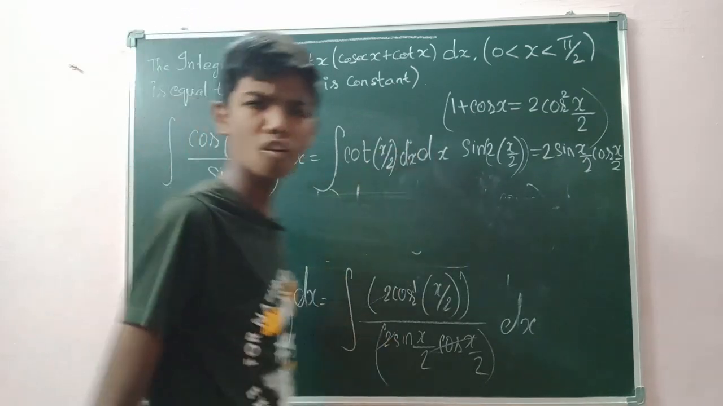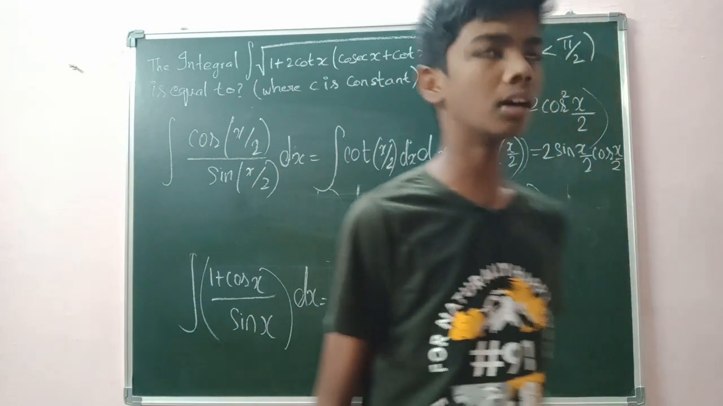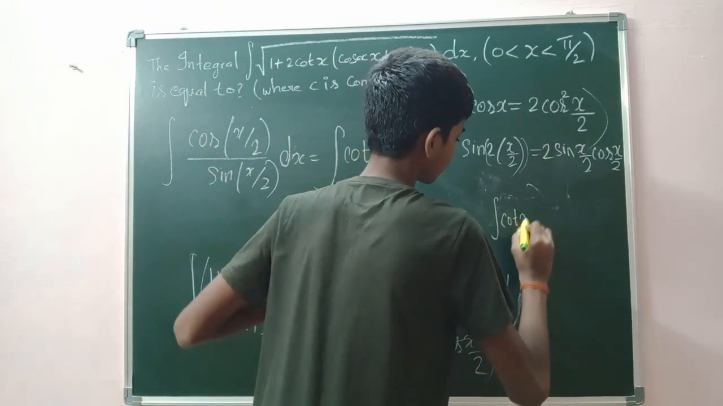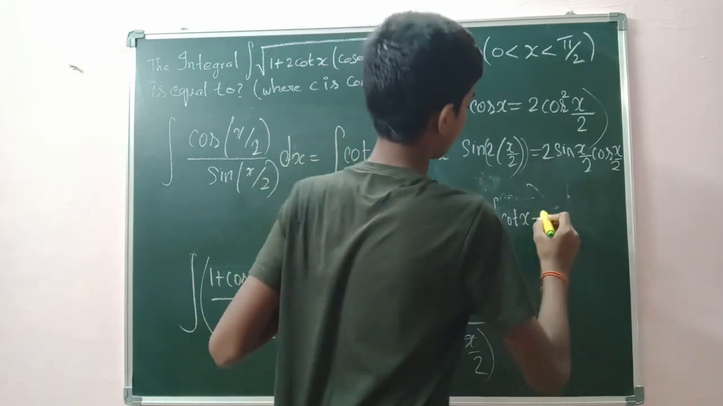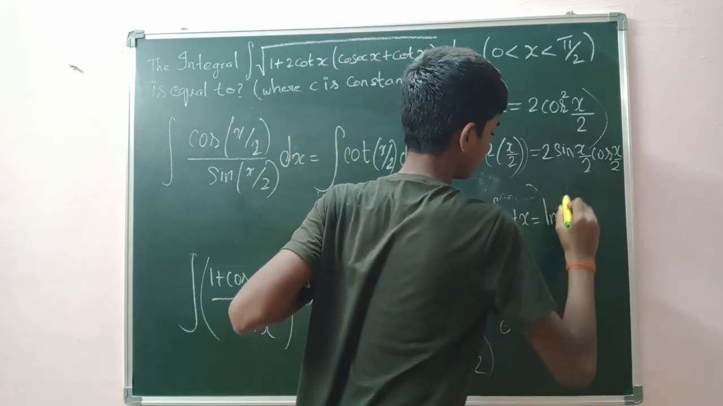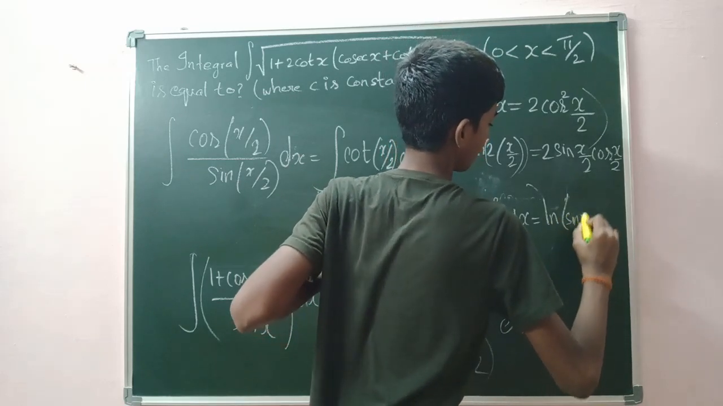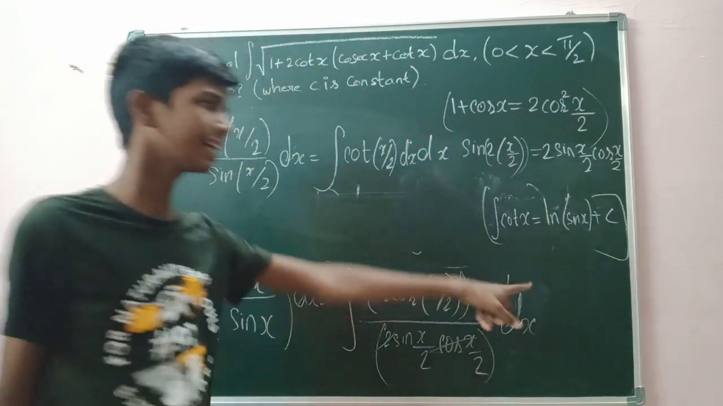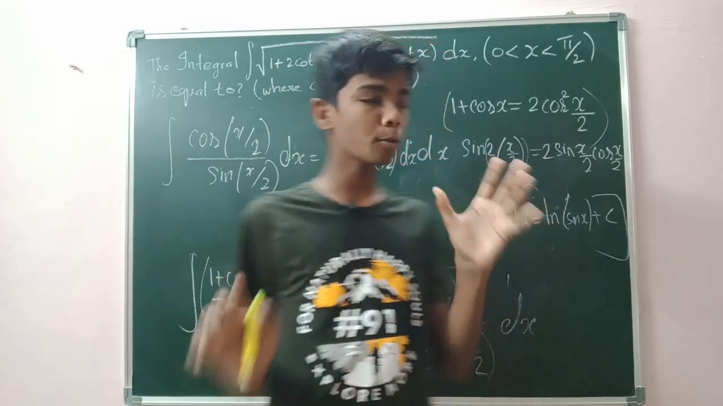Now use a direct formula, that is the integral of cot x formula. So we know that the integral of cot x is nothing but ln of sin x plus some constant c. Okay, I think this is the formula. Integral of cot x is ln of sin x plus some constant c. That is the formula I am going to use here.